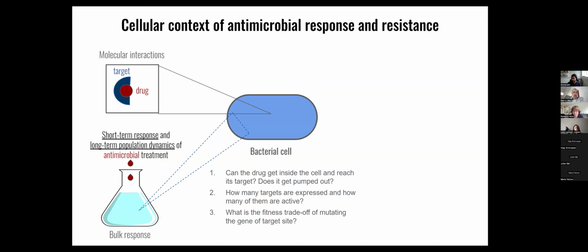and also for the targets, how many targets are actually expressed, how many of them are active, and what is the fitness cost of mutating that target. And so to really develop a mechanistic understanding of the response at the population level and the evolution of resistance, one needs to understand these processes within the cellular context. And so we focus a lot on understanding cellular physiology and its impact on these processes.